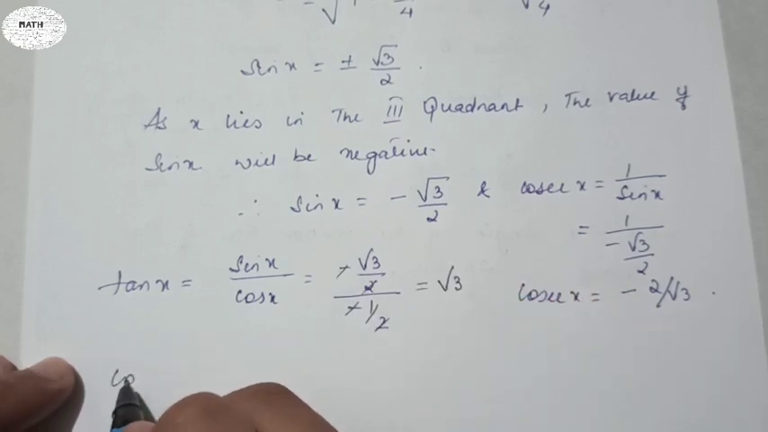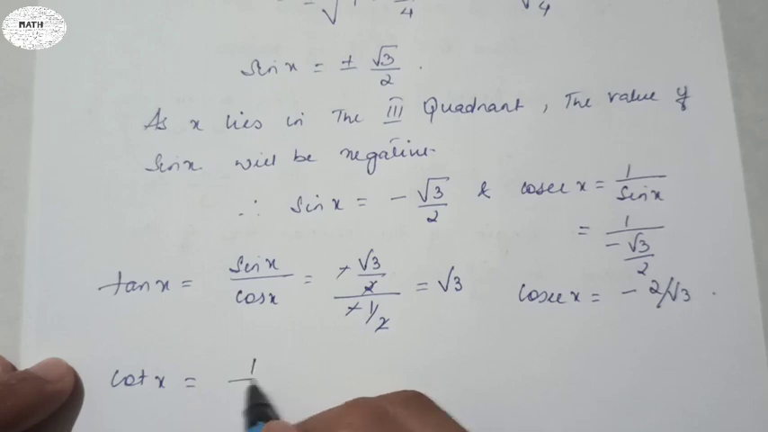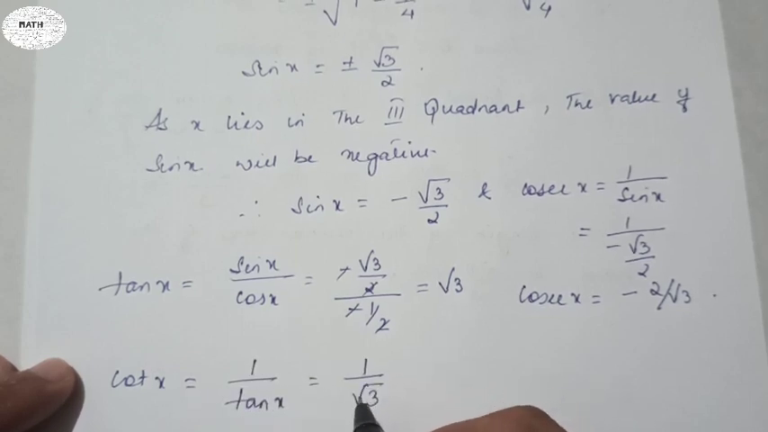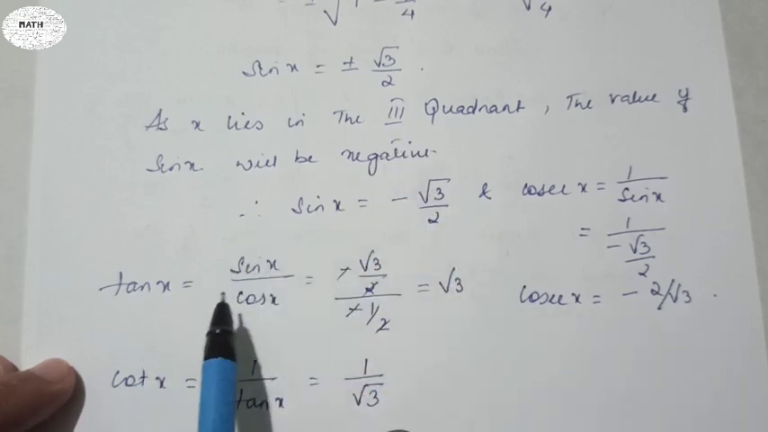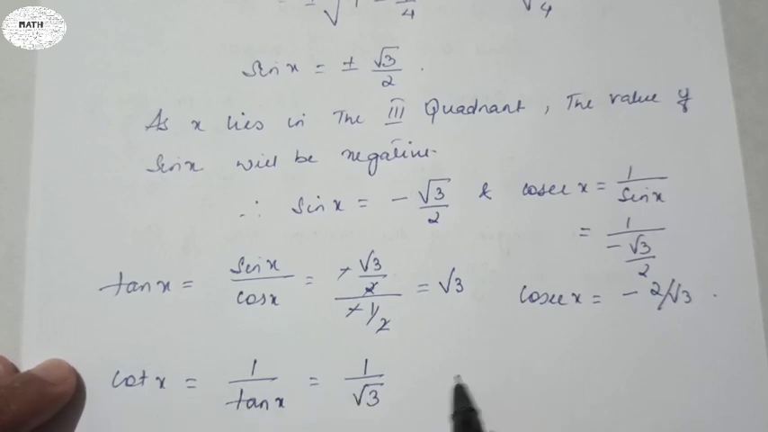And similarly your cot x is equal to nothing more than 1 by tan x, so which is 1 by root 3. Now if you look at the table, in the third quadrant your tan happens to be positive. That's why I got the answer in positive, and similarly cot is also positive. So as a whole, I got all the 5 trigonometric functions.